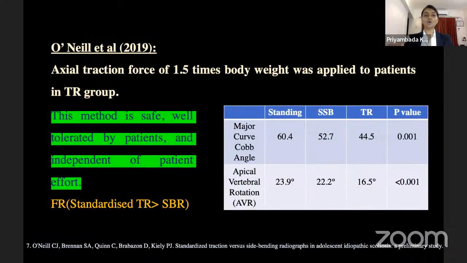The next year, O'Neill tried to standardize the traction applied to the patients, and an axial traction force of 1.5 times the body weight was applied to the patient in the TR group and was compared to a subsequent side bending cohort. This method was safe, well tolerated by the patients and independent of the patient effort. And again, standardized traction gave a better outcome in predicting the flexibility rate compared to the side bending radiographs.